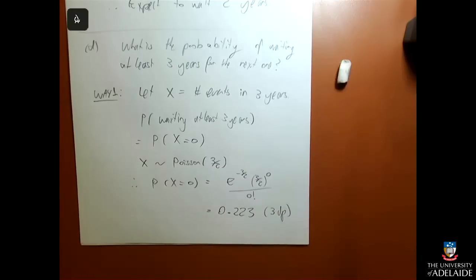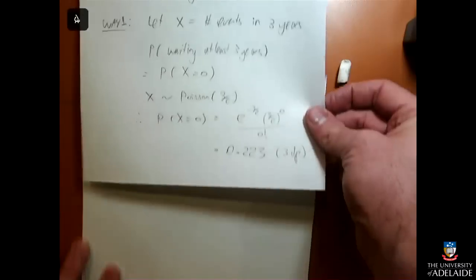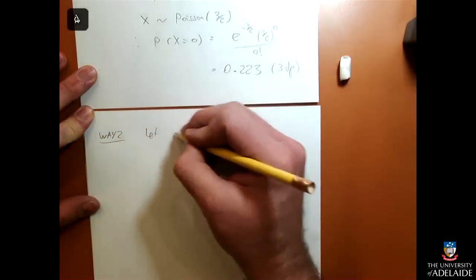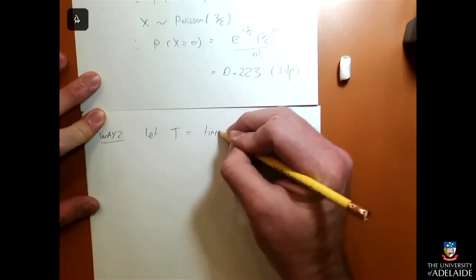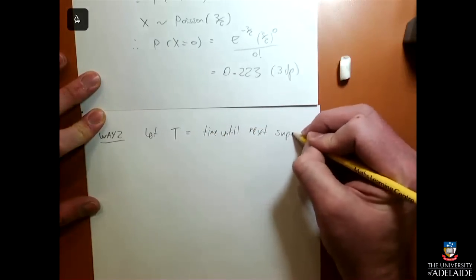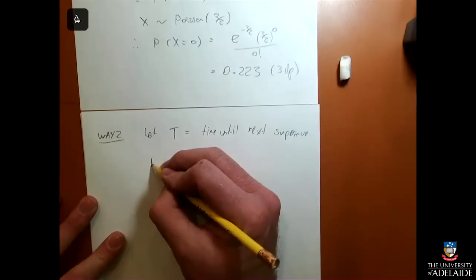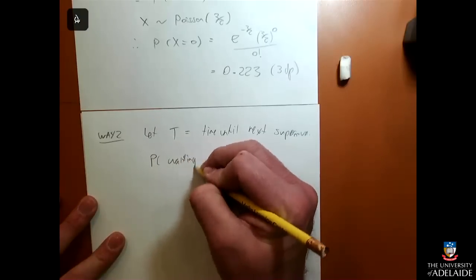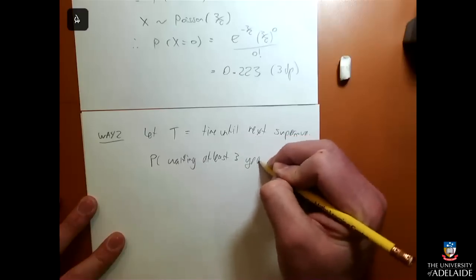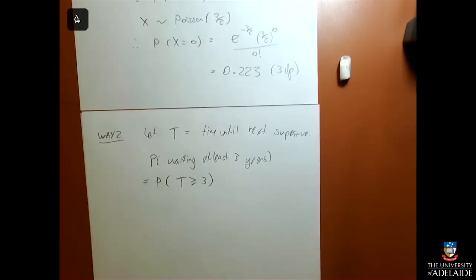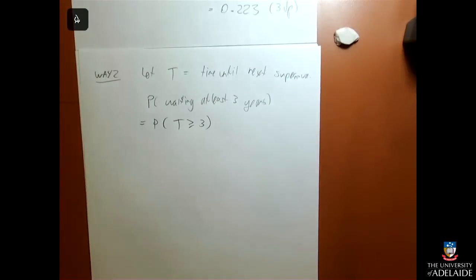Okay, so the probability of waiting at least 3 years is 22%. Way number two would be to do it as an exponential distribution. Let t be the time until the next supernova. In which case, we want to know the probability of waiting at least 3 years, which is the probability that the time is greater than or equal to 3. I should say it's measured in years. Just be careful: if your rate is measured in months, then your answer will be in months.